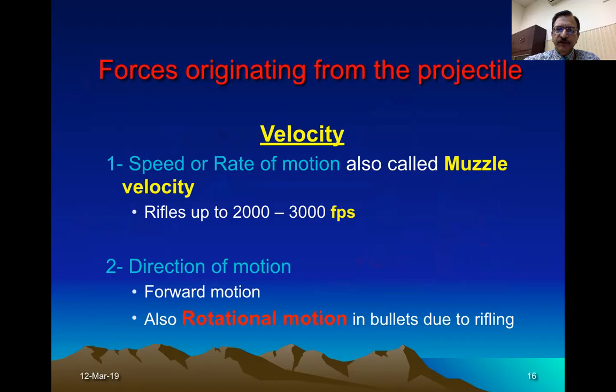So these are the forces originating from the weapon: the velocity, the rotational movement, and the speed of the bullet. The muzzle velocity will be variable depending upon the type of the weapon, low velocity or high velocity, and the forward direction and rotational movement will depend upon the type of rifling, how accurate it is.